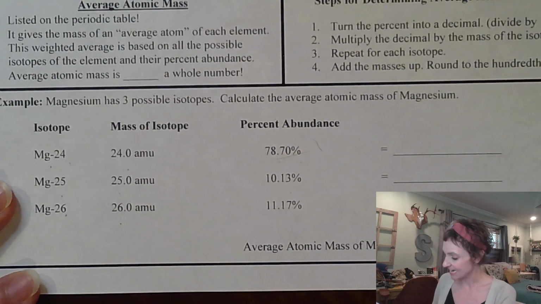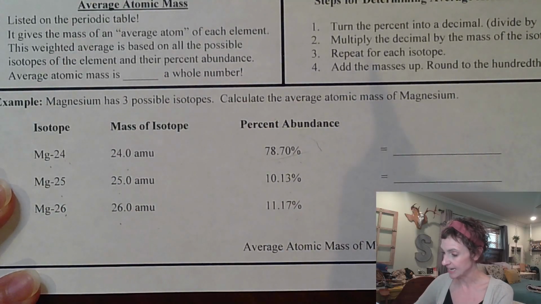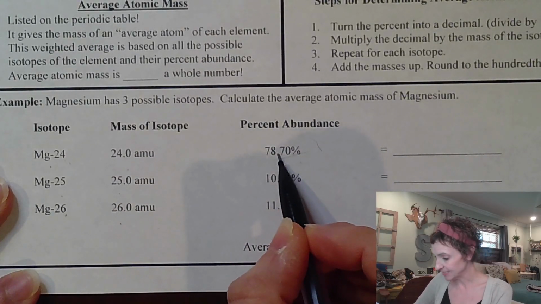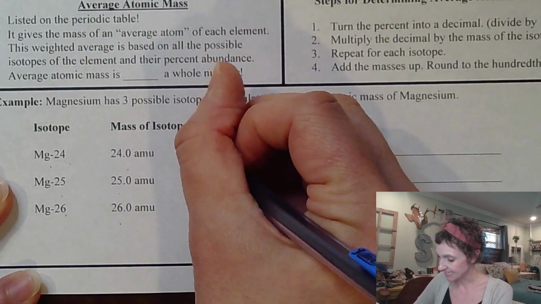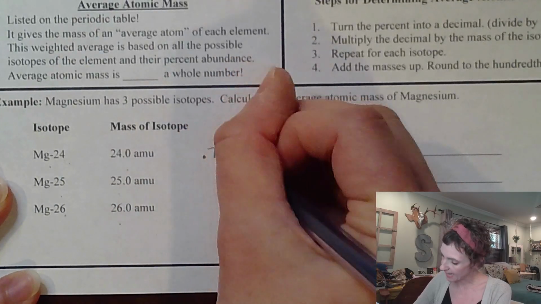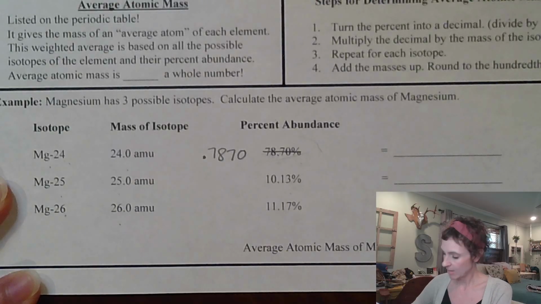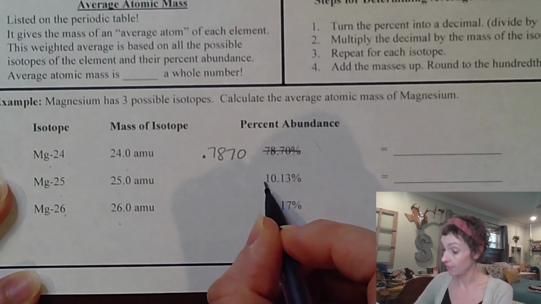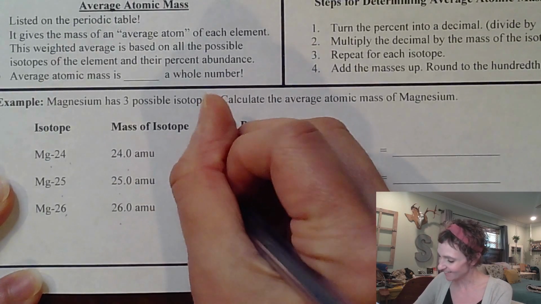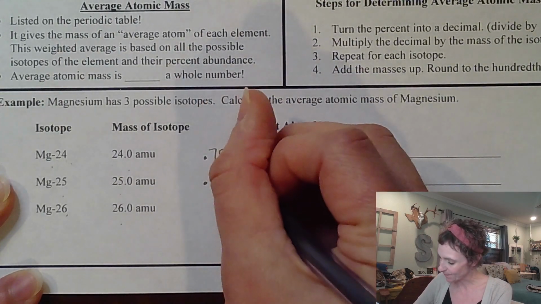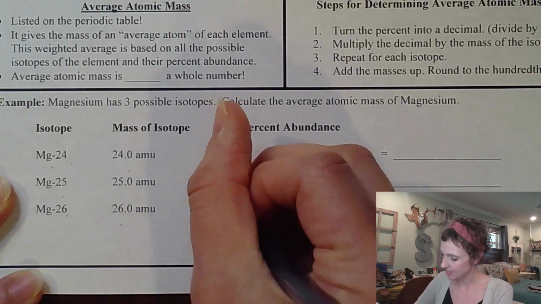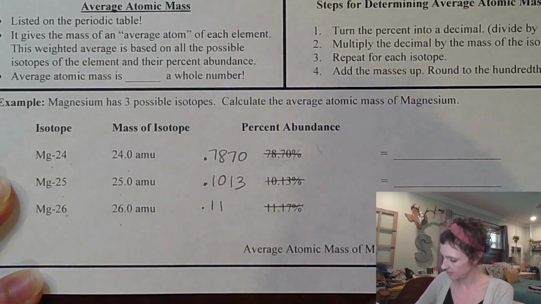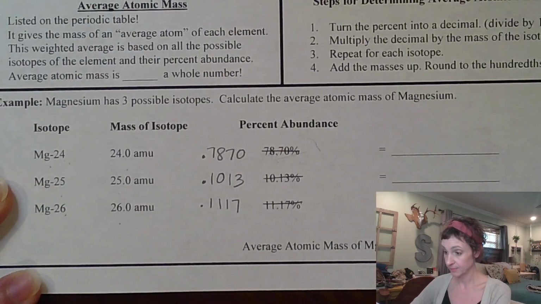So here we go. The first thing it said that I needed to do in my steps is to turn that percent into a decimal by dividing it by 100. To divide by 100, you are basically moving your decimal place 2 places to the left. So that represented as a decimal is going to be 0.7870. This one, moving my decimal 2 places that way, I got 0.1013. And then 2 places this way, that 11% turns into a 0.1117. Cool. So I've done that.